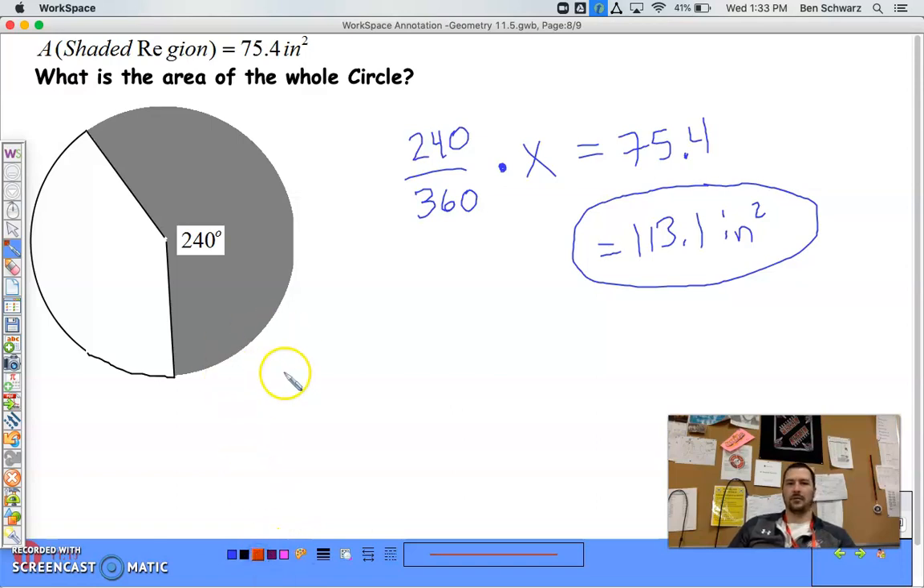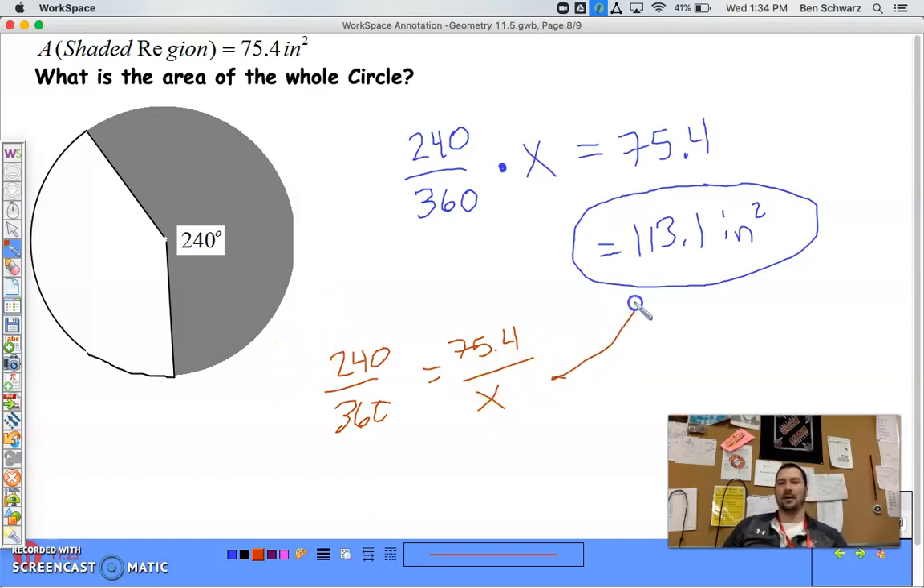You could also make a proportion out of it, right? So the other way to do it would be to take, well, we got 240 out of 360. And we have 75.4 out of the whole area. You could solve it that way. You'll still end up with the same answer there. So it kind of just depends on how you prefer to do it.